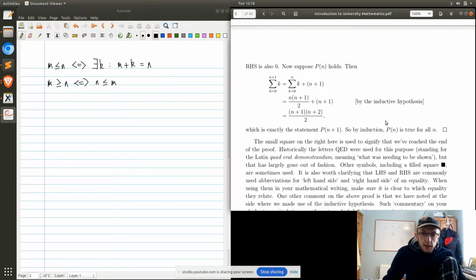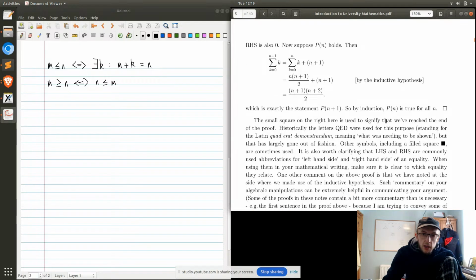Historically, the letters QED were used for this purpose, standing for the Latin quod erat demonstrandum, meaning what was needing to be shown, but that has largely gone out of fashion. Other symbols, including a filled square, are sometimes used. It is also worth clarifying that LHS and RHS are commonly used abbreviations for left-hand side and right-hand side of an equality. When using them in your mathematical writing, make sure it is clear to which equality they relate.